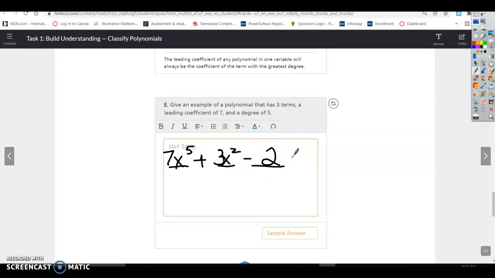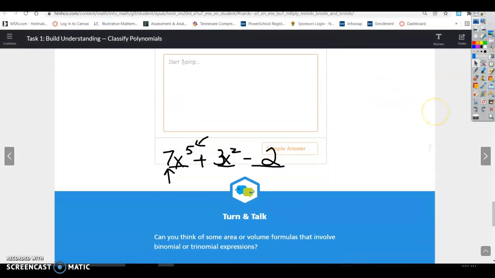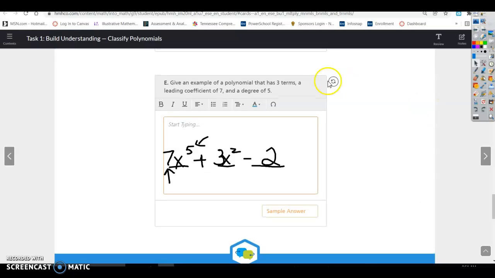All right, and this is open-ended, so this could have a lot of different answers as long as you have the 7 and the 5, and you have 3 terms. Anything in that would work as a correct answer. All right, that is all for task 1. If you have any questions, let me know.